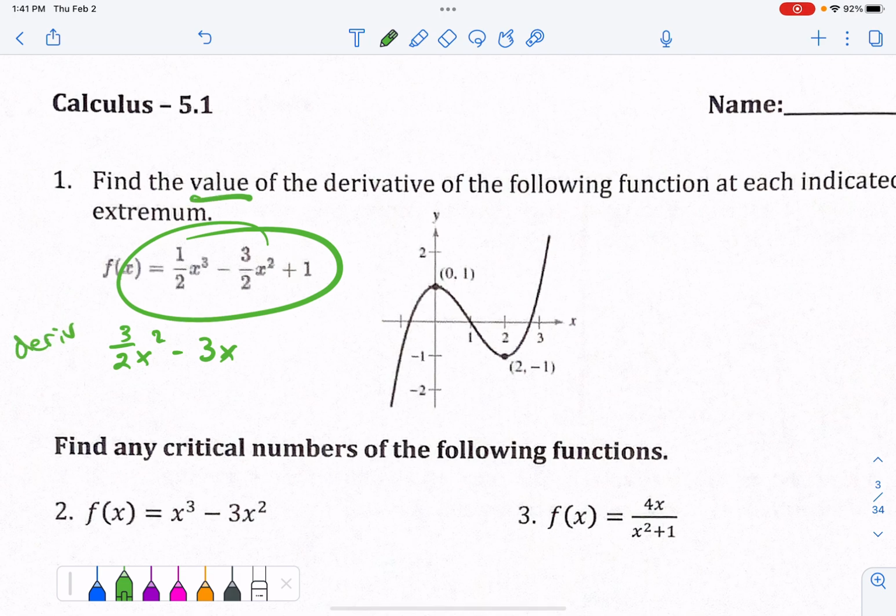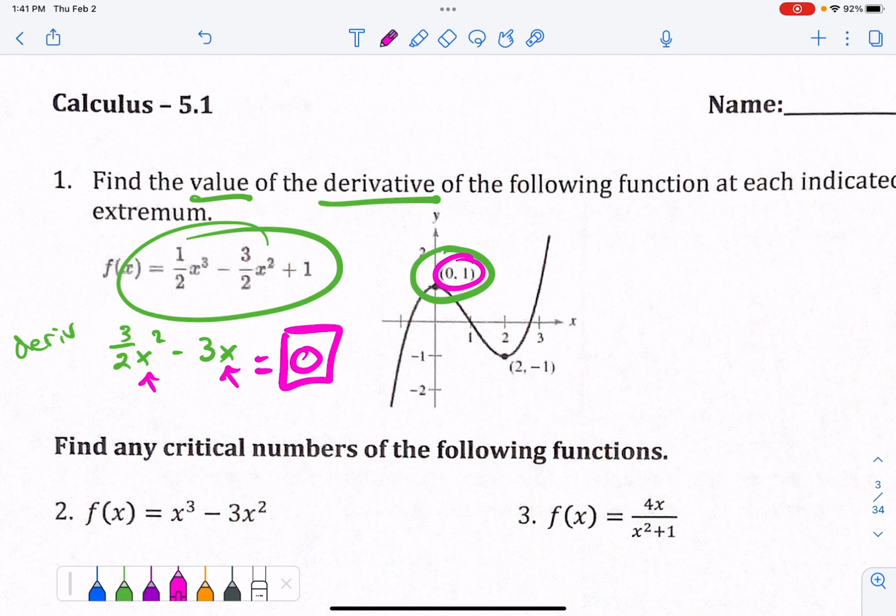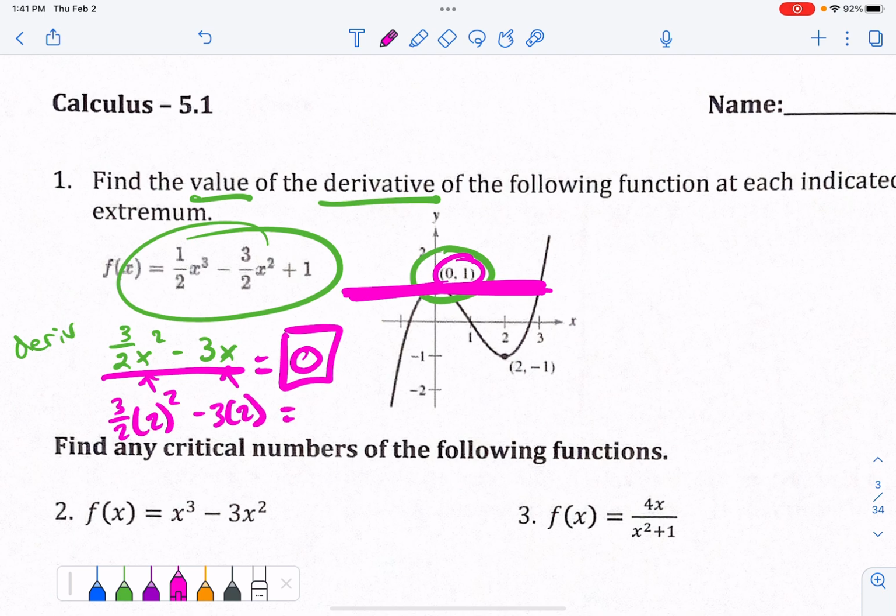Find the value of the derivative at each extrema. My first extrema is (0, 1). I'm going to plug 0 in for x. If I plug that in, I get 0. Why do I get a derivative of 0 at this spot? Because the slope of the tangent line is 0. If I plug 2 in to the derivative, 3 over 2 times 2 squared, which is 4, times 3 over 2 that's 6, minus 3 times 2, that's 6. 6 minus 6 is 0.